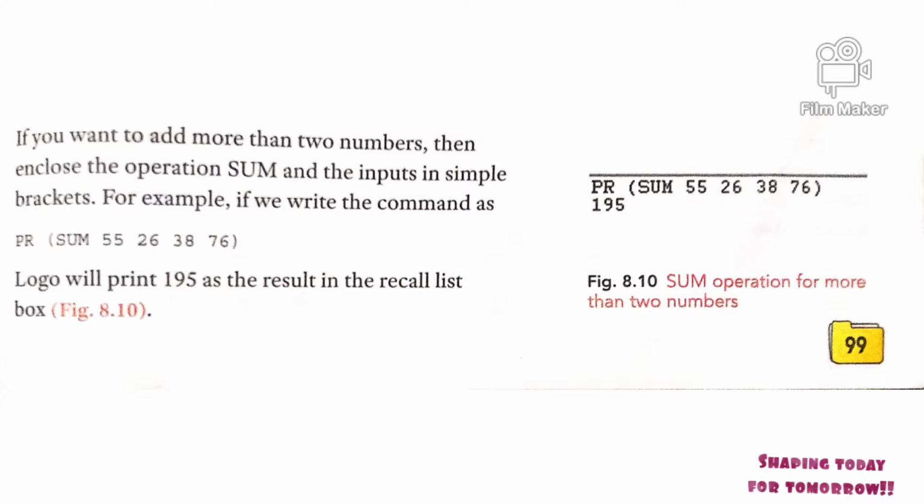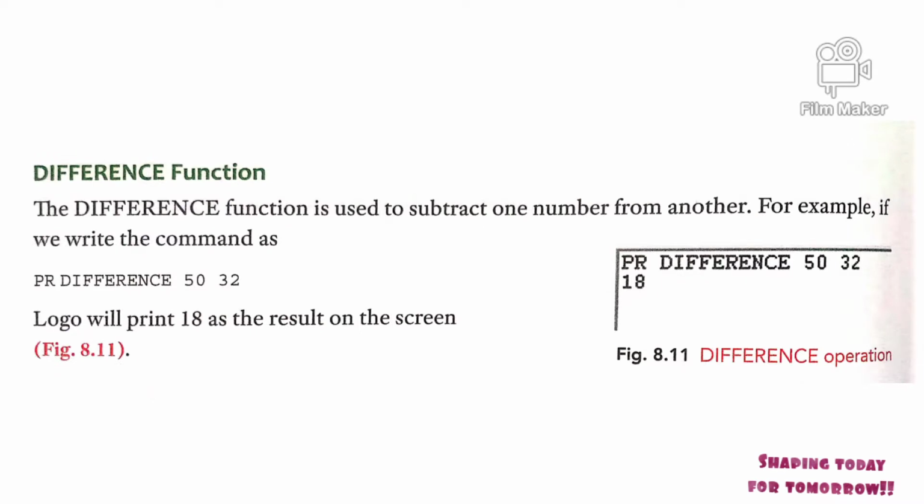Okay. Now the next topic is the difference function. The difference function is used to subtract one number from another. For example, if we write the command as PR difference 50 space 32, Logo will print 18 as the result on the screen. See figure 8.11 for this.